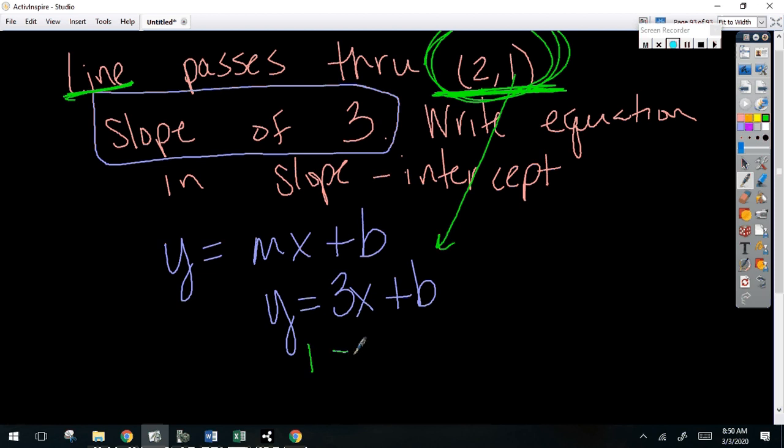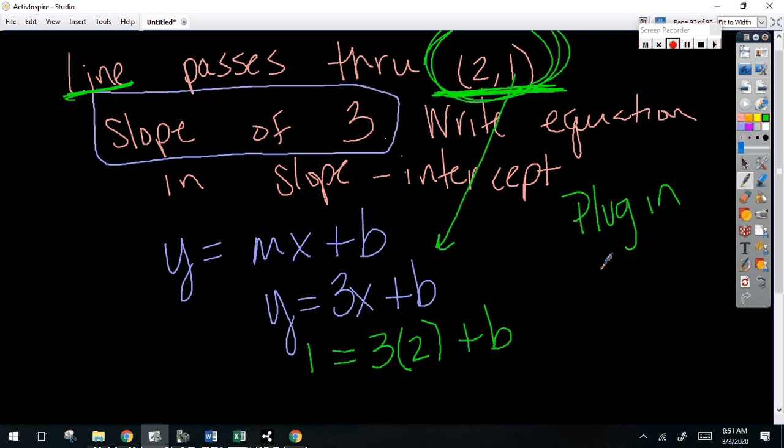So I can say 1 equals 3 times 2 plus b. Do you agree with that? Do you agree that I can do that? Yes. You can plug any point on that line into that equation, and it will make it true. The only thing is, I don't know what b is, but if I plug that point in, I can solve for b.